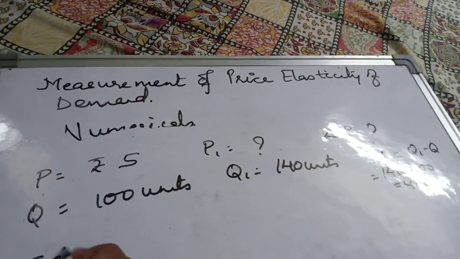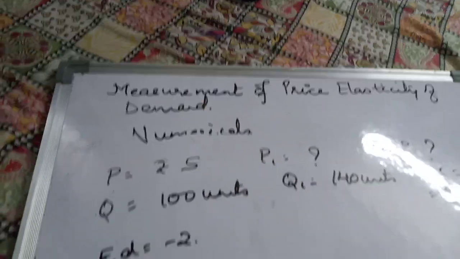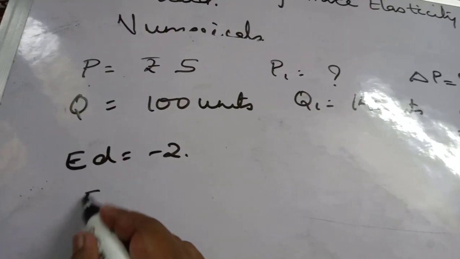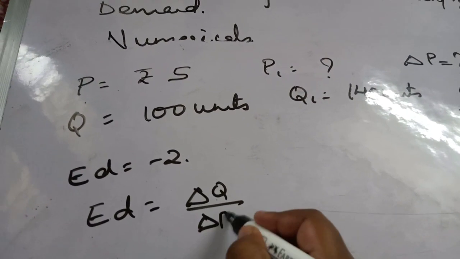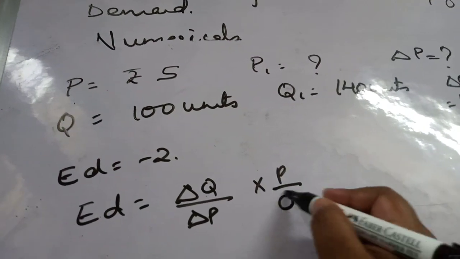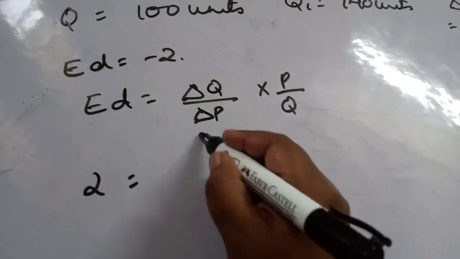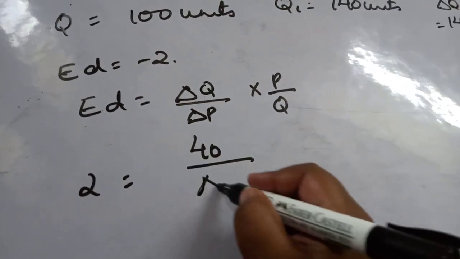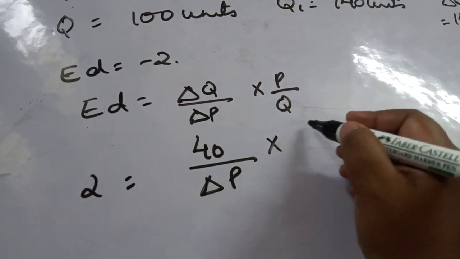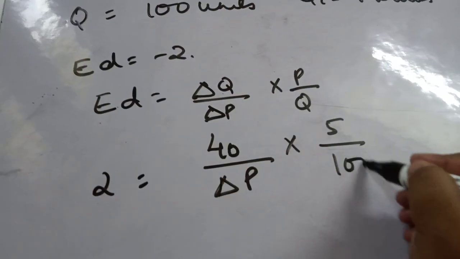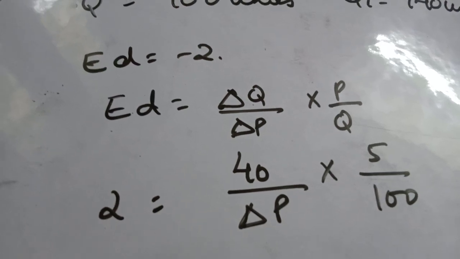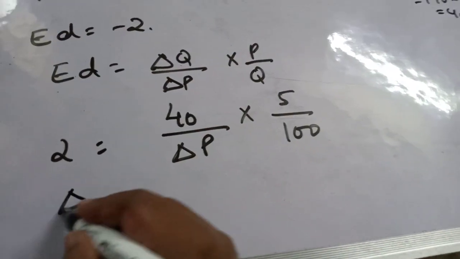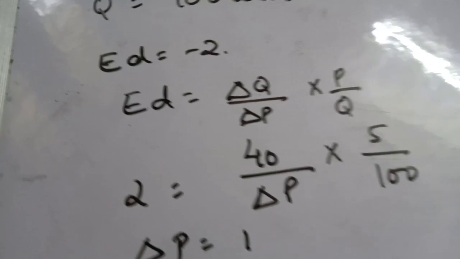ED is equal to minus 2. You're going to ignore this minus sign. So ED is equal to delta Q upon delta P into P by Q. 2 is equal to delta Q is 40. Delta P you don't know, into 5 upon 100. Okay, so delta P comes out to be 1.